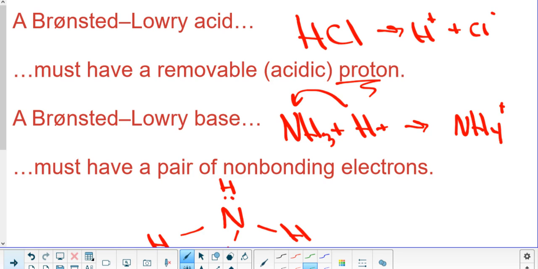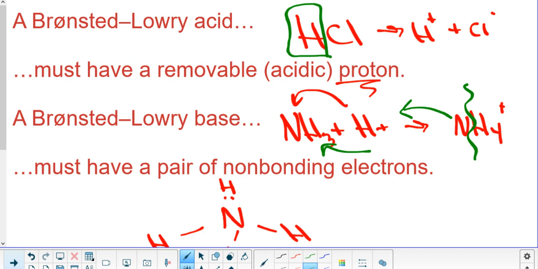A Bronsted-Lowry acid must have a removable or acidic proton. That's why they typically start with H. They don't have to, though. You could have NH4+. If I drew this equation this way, NH4+ could give off one of the H's to produce this. And we'll learn about what's called conjugate acids and bases. But typically an acid will just start with an H and we'll give it off.